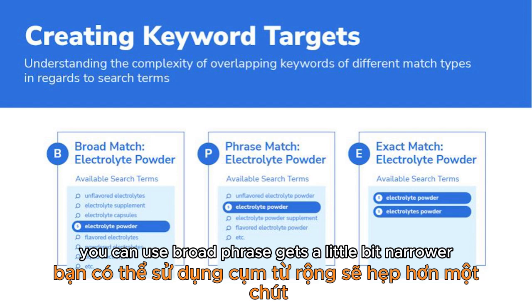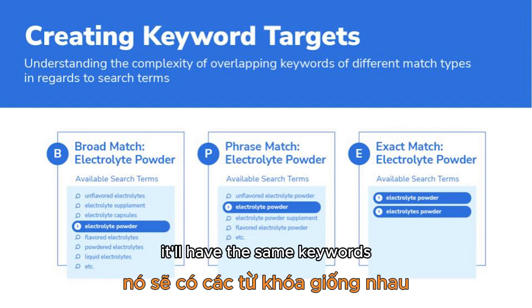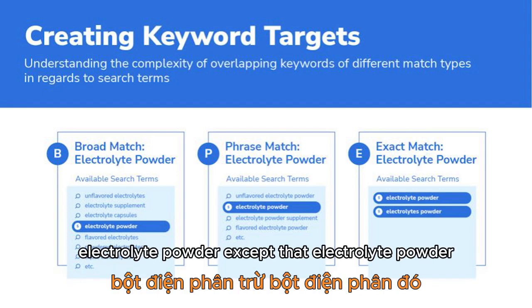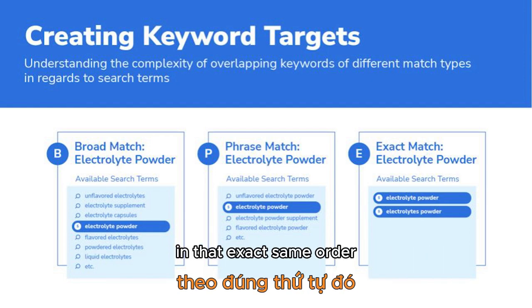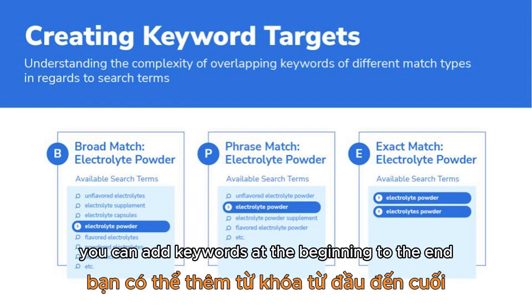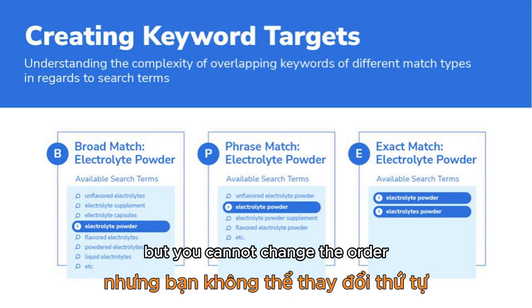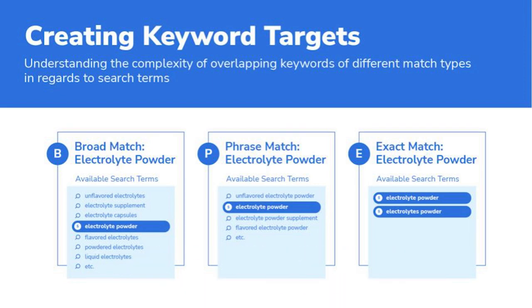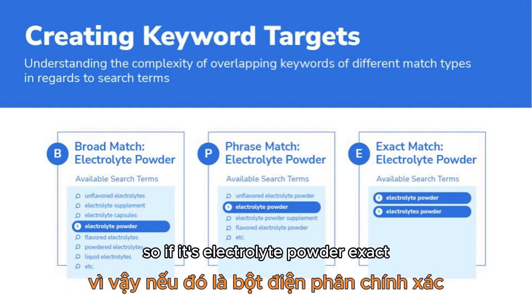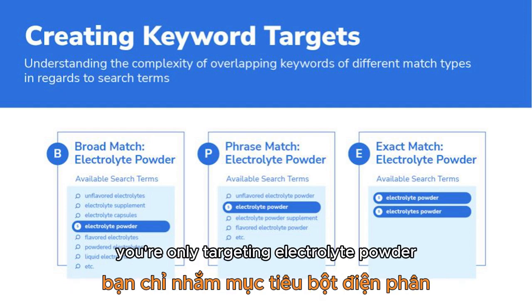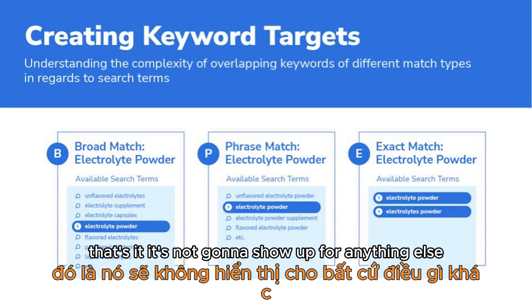Phrase gets a little bit narrower. It'll have the same keywords, electrolyte powder, except that the electrolyte powder keyword has to stay there in that exact same order. You can add keywords at the beginning and at the end, but you cannot change the order. You can't add anything in the middle. And then with exact, you're only targeting that exact keyword. So if it's electrolyte powder exact, you're only targeting electrolyte powder. That's it. It's not going to show up for anything else.